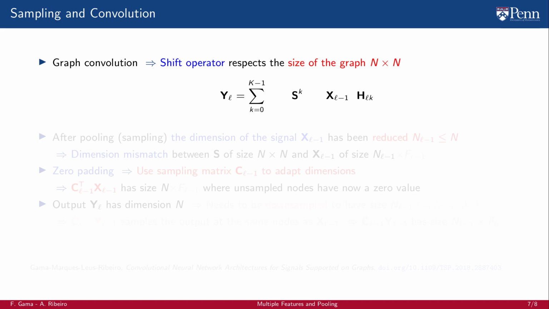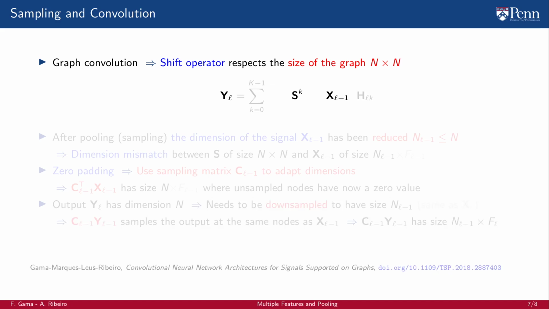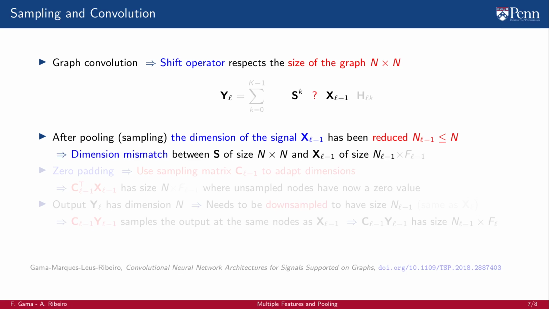Now, the thing is that the graph convolution depends on the shift operator, which is an n times n matrix that respects the size of the graph. But after pooling, the dimension of the signal x_{L-1} has been reduced to some number N_{L-1} that is certainly less than n. So a dimension mismatch arises between the shift operator S, which is of size n times n, and the signal x_{L-1}, which is of size N_{L-1}.